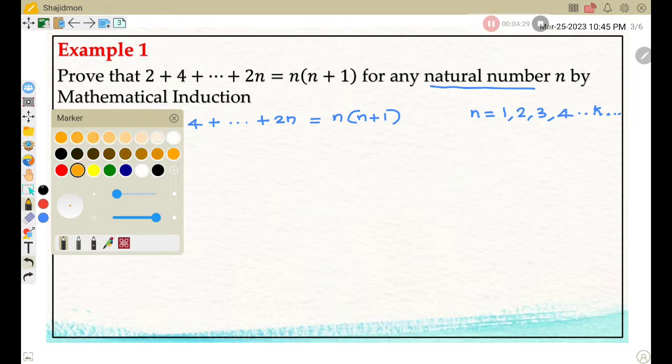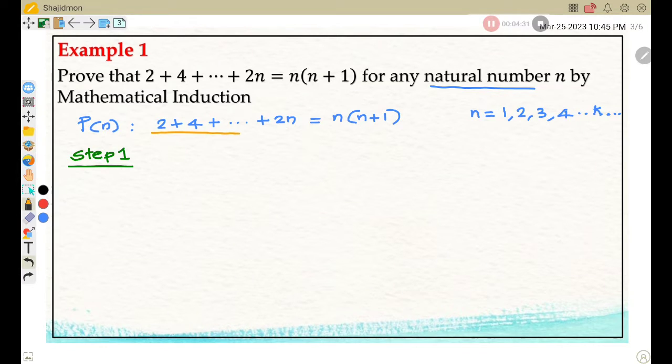Before going to the question, you can see this statement has a left side and a right side. This is the right hand side of the expression, and here we have the left hand side of the expression. So in step 1, we need to check the result for the initial values of n.